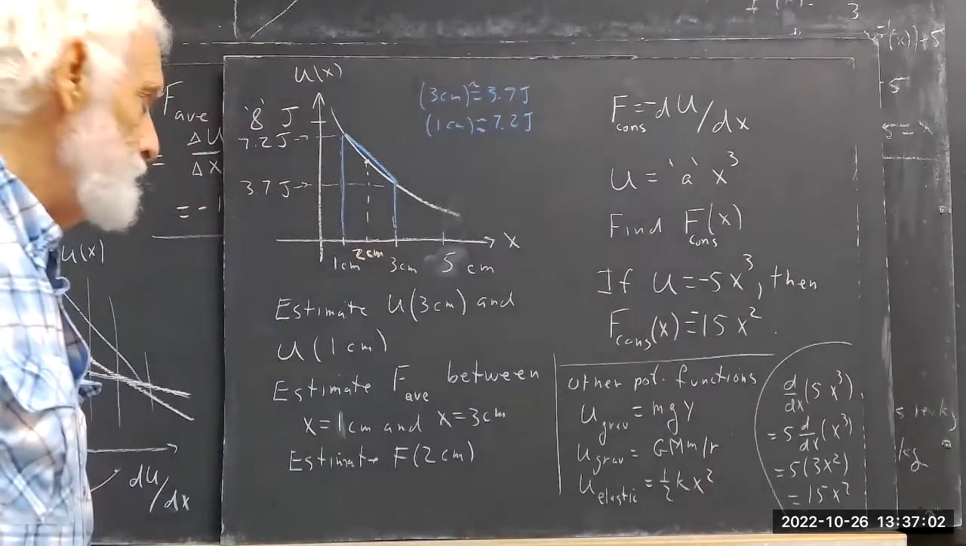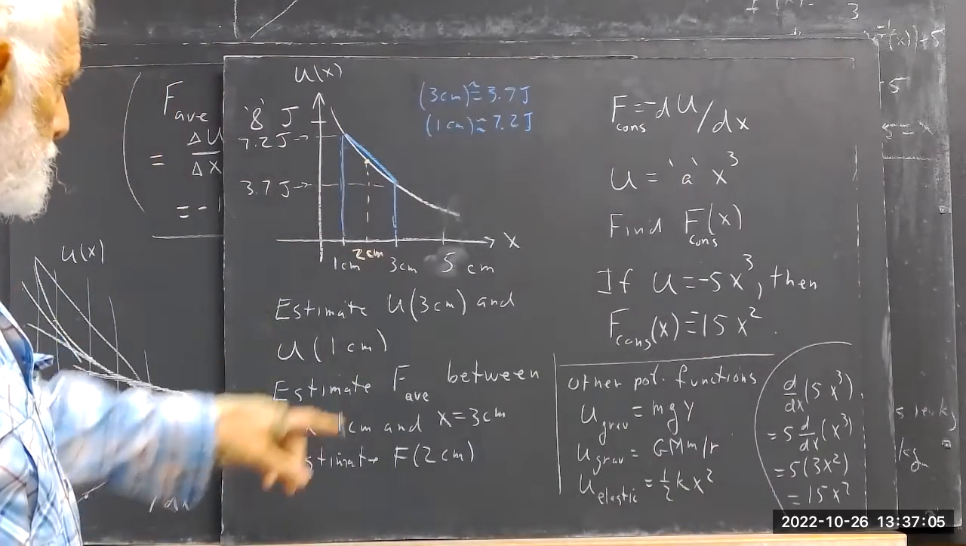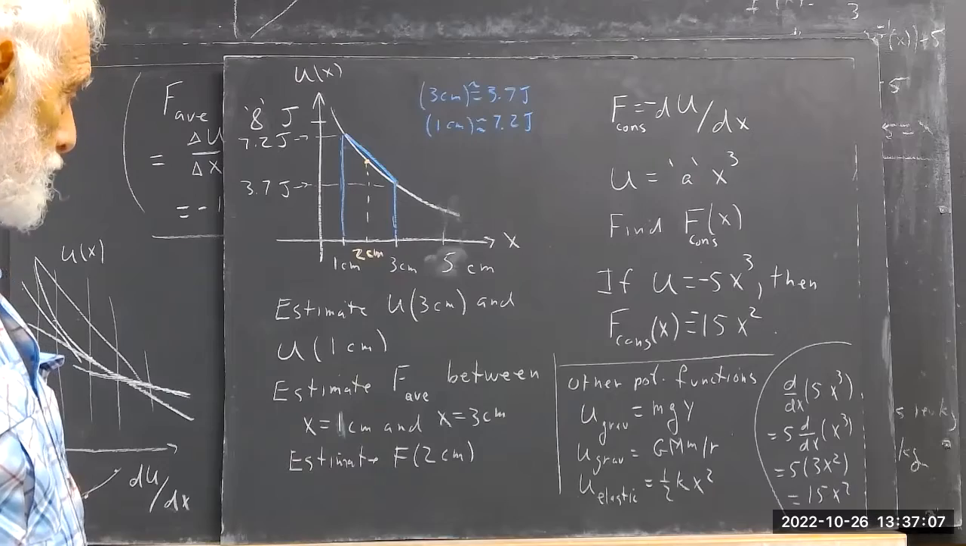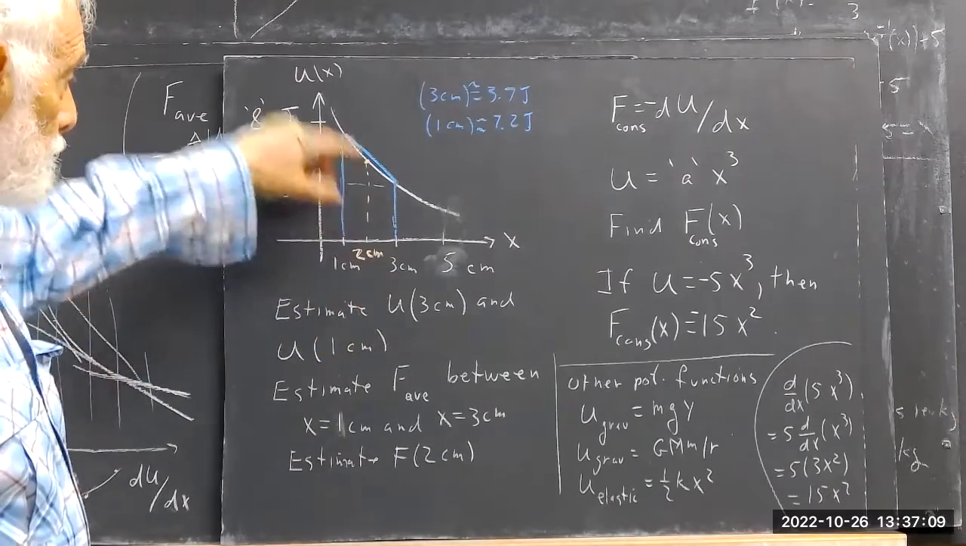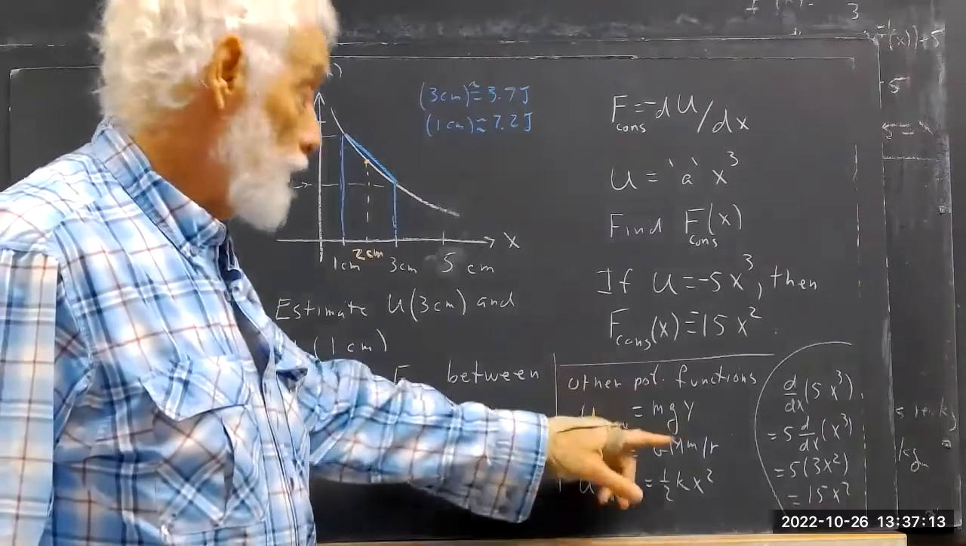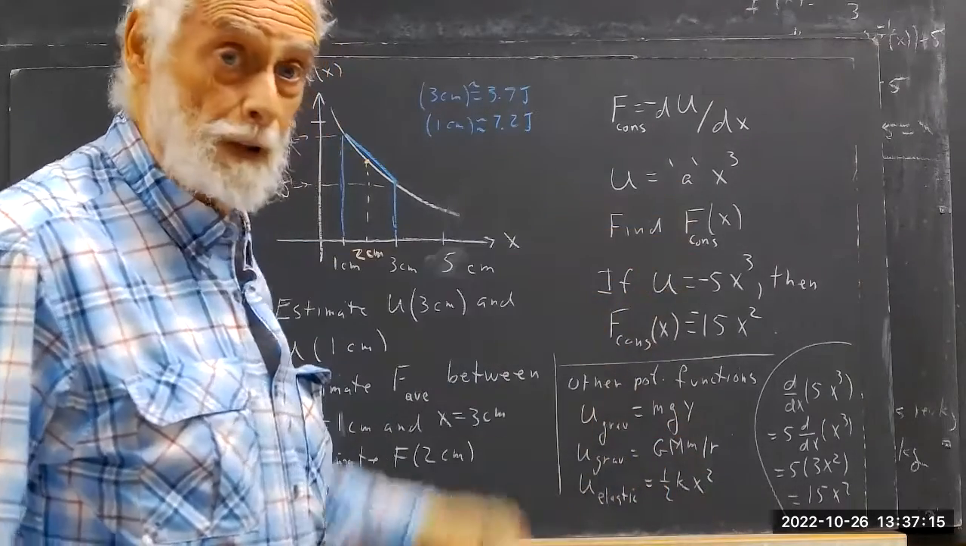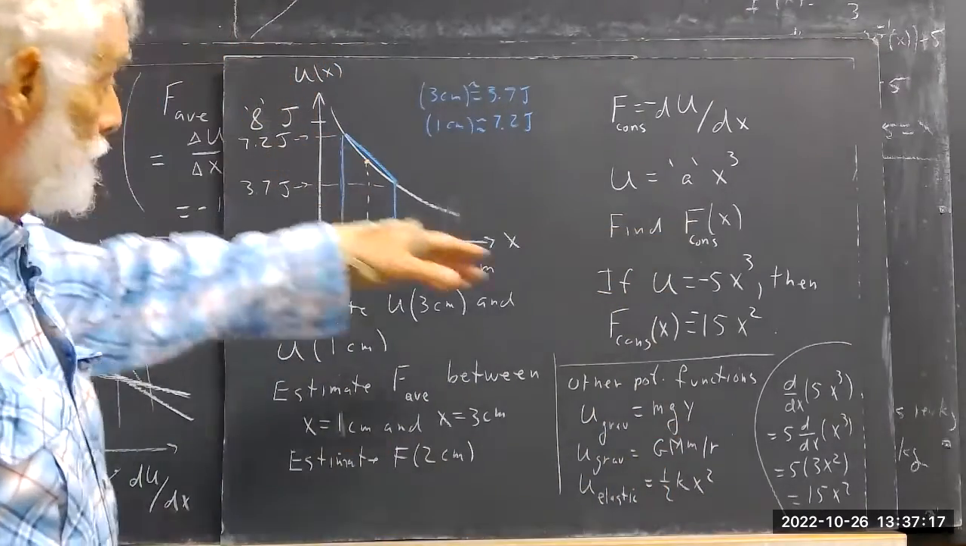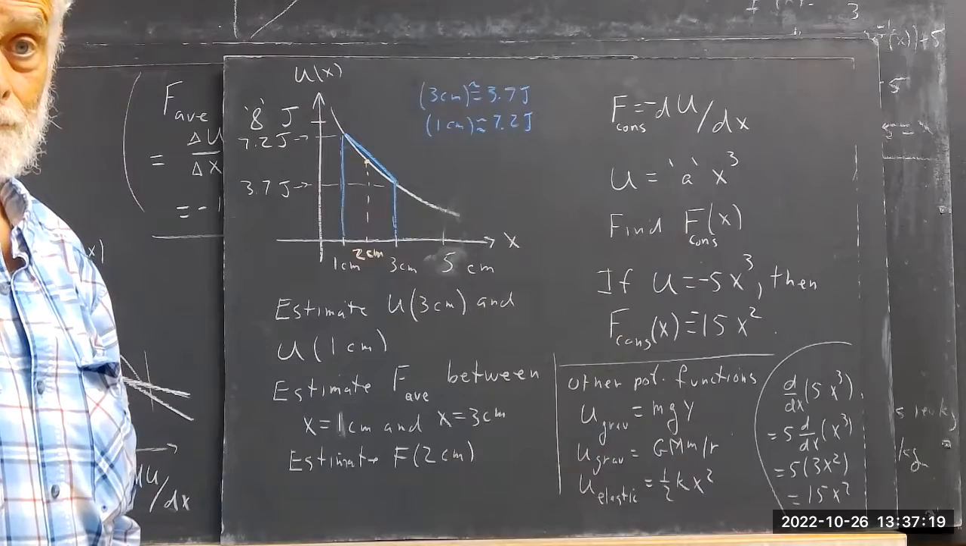Now, it asks you to estimate U of 3 centimeters and U of 1 centimeter. Well, it's easy to do that from the graph. Here's a graph. This is not a graph of this. It's not a graph of this. It's not a graph of this. It's a generic graph. It might be your magnetic force.